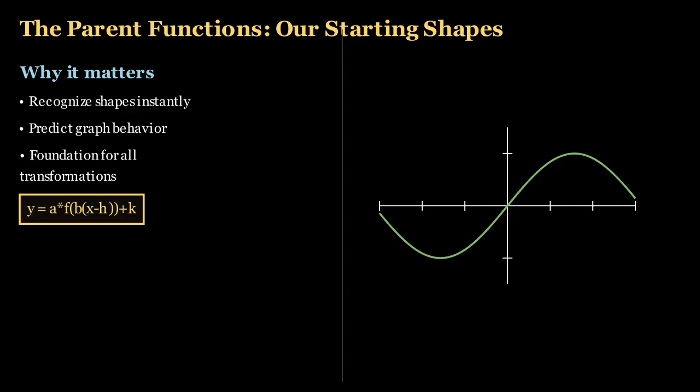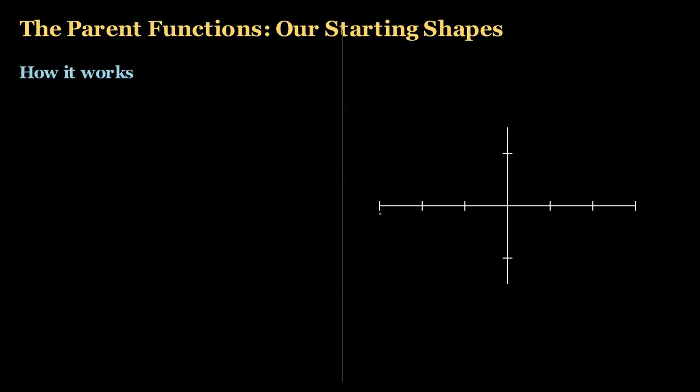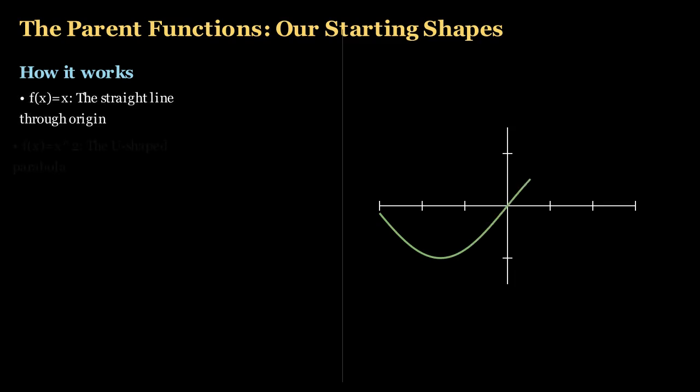Let's meet the family. First, the identity function, f of x equals x. It's a straight line slicing right through the origin, making a perfect 45-degree angle. Every input equals its output. Next, the square function, f of x equals x squared. This is the famous U-shaped parabola. It touches the origin at its very bottom, called the vertex, and is symmetric on both sides. Notice how it curves up gently.